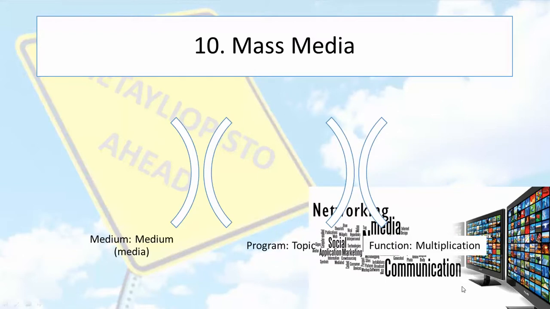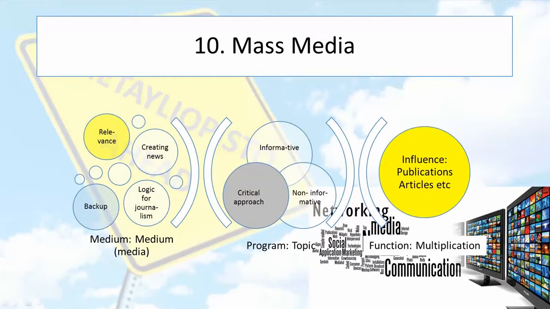Then mass media. There is a presentation of media, different kinds of press offices, companies providing media. How does it work? The medium is the medium itself, the topic is the program, and the function is multiplication. The outputs are publications, articles, and other presentations.